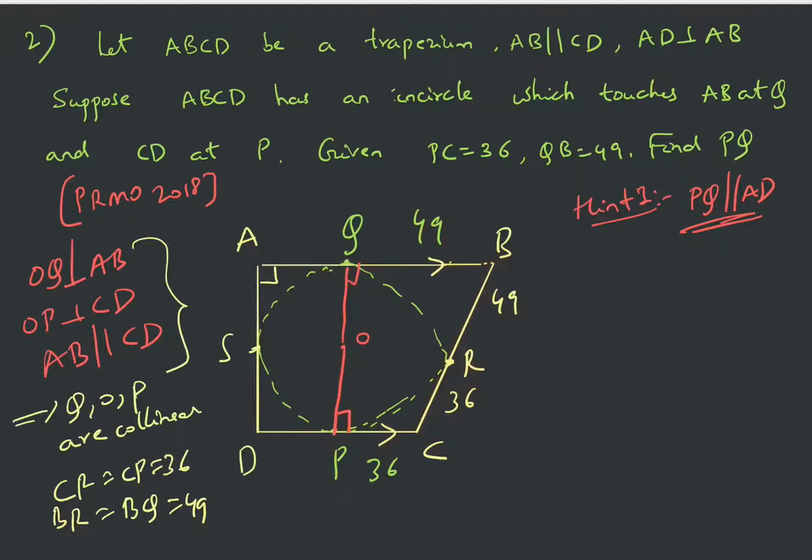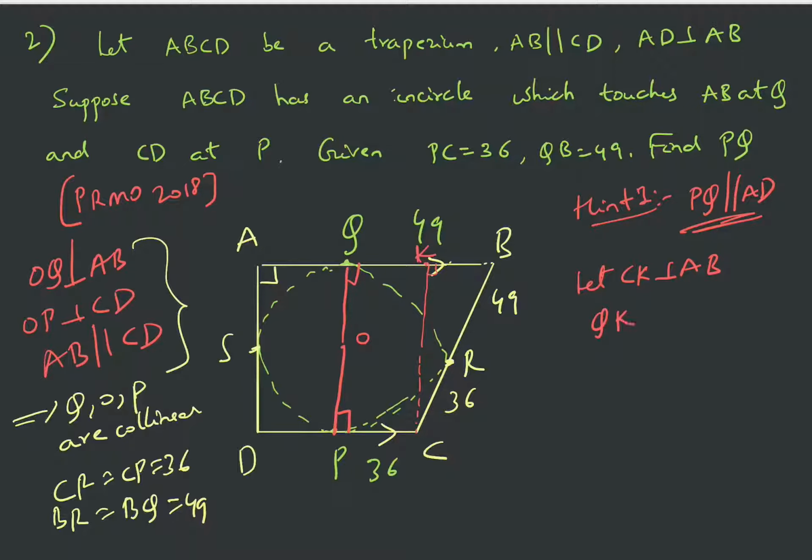So now pause the video again and try this problem again. Yes, so it's pretty simple now. We are just dropping a perpendicular from C to AB. So let us say this is K, so that CK is perpendicular to AB.